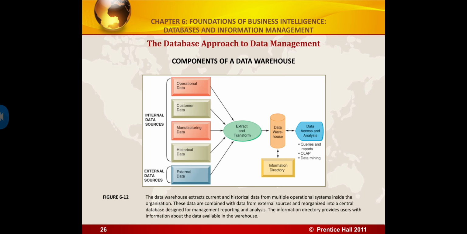The data warehouse extracts current and historical data from multiple operational systems inside the organization. Then, these data are combined with data from external sources and reorganized into a central database designed for management reporting and analysis, which will then be used for decision making. The information directory provides users with information about the data available in the warehouse.